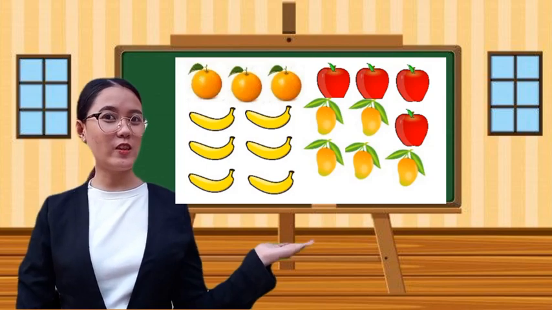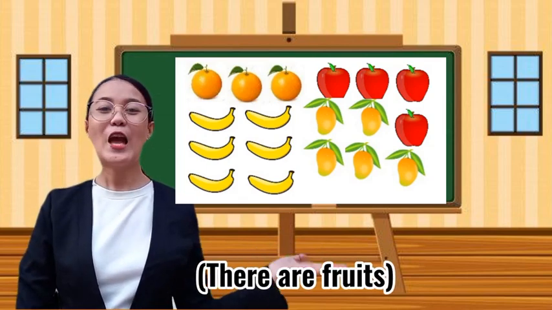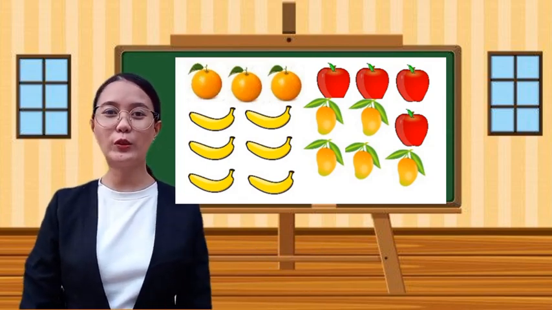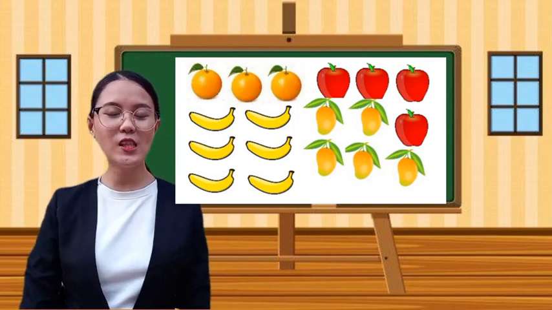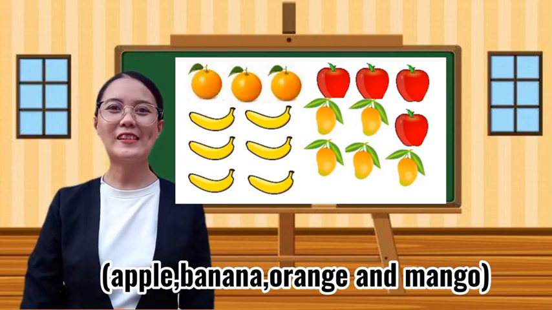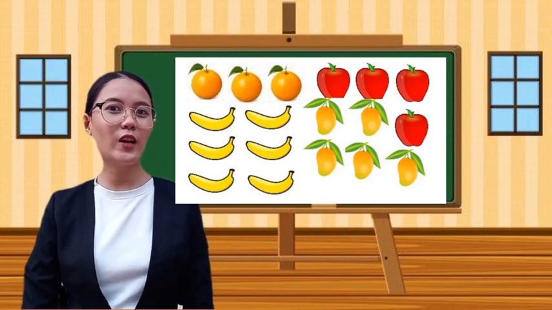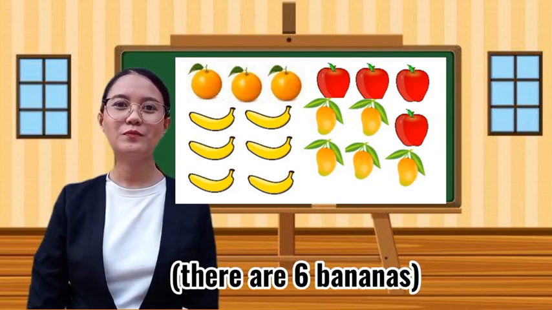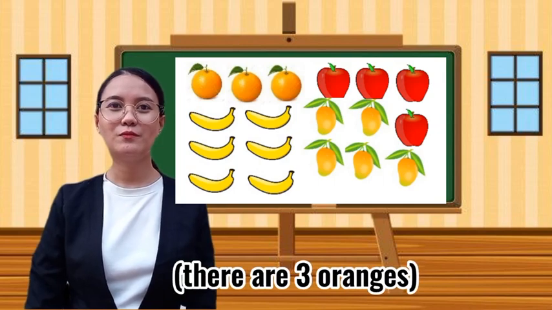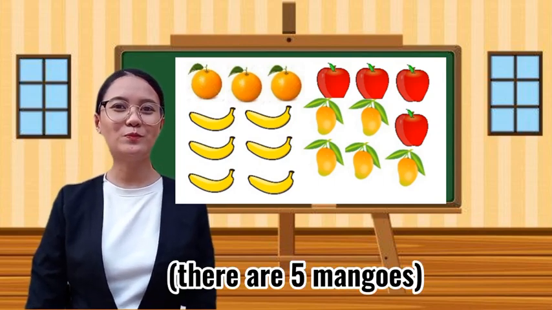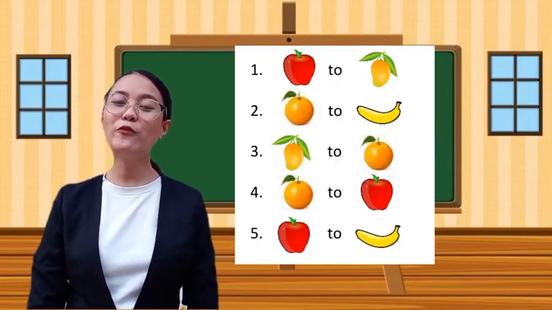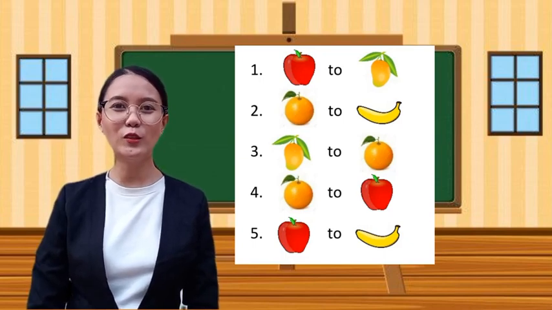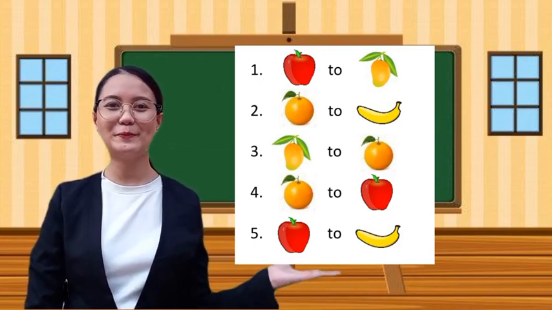What can you see in this illustration? Very good. There are a variety of fruits. Now, what fruits can you see? Exactly. How many apples are there? How about the banana? The orange? How about the mango? Now, let's try to find the ratio in fraction and column form of these following fruits.